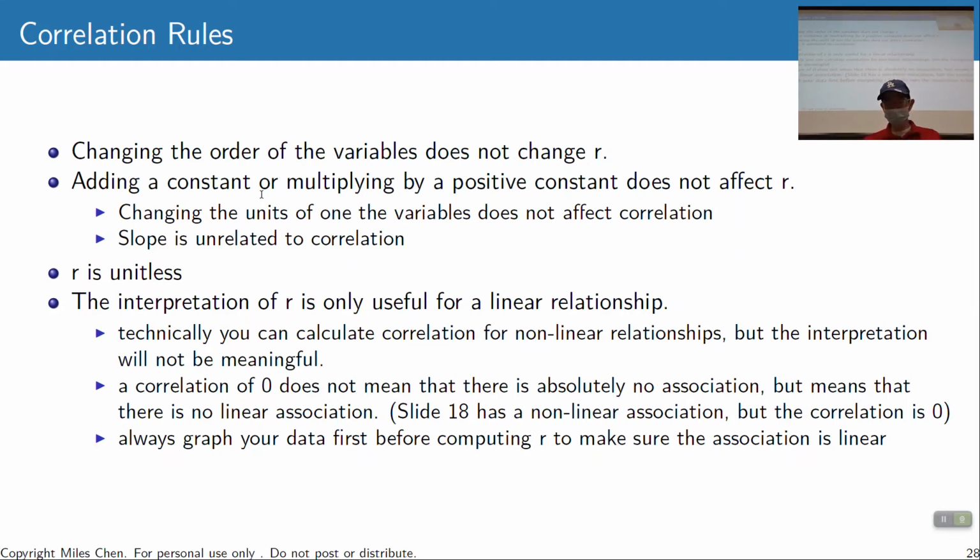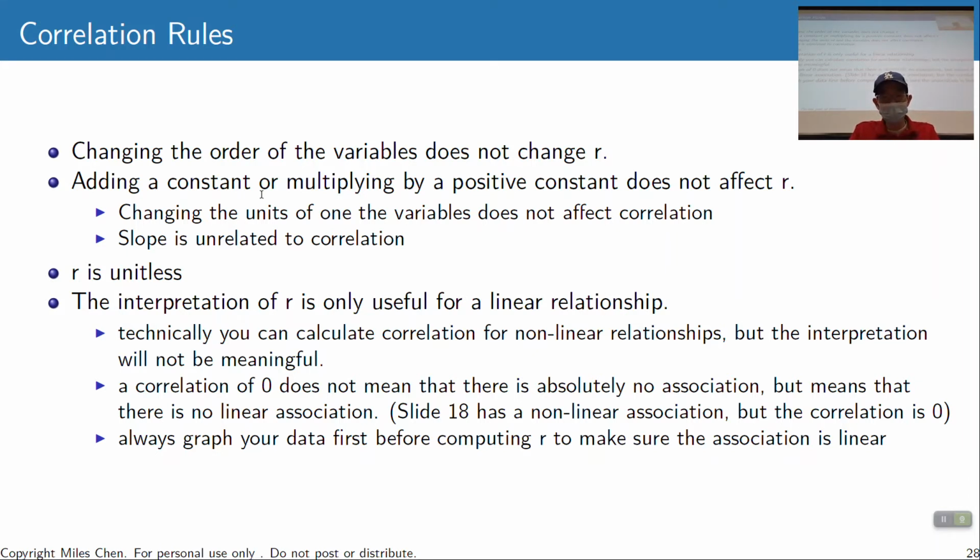These are some of the rules or some properties of the correlation, and that is if you change the order of your variables, it doesn't change R. So what is the correlation between height and weight? 0.72. What's the correlation between weight and height? Also 0.72. Okay? So changing the order of the variables does not change R.